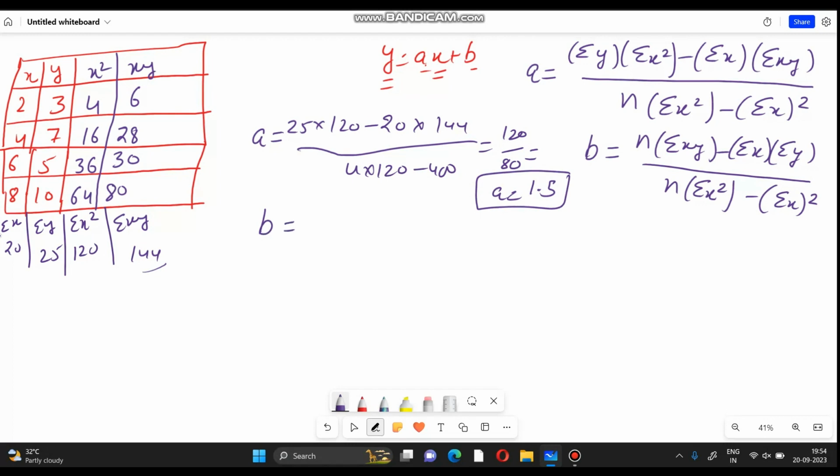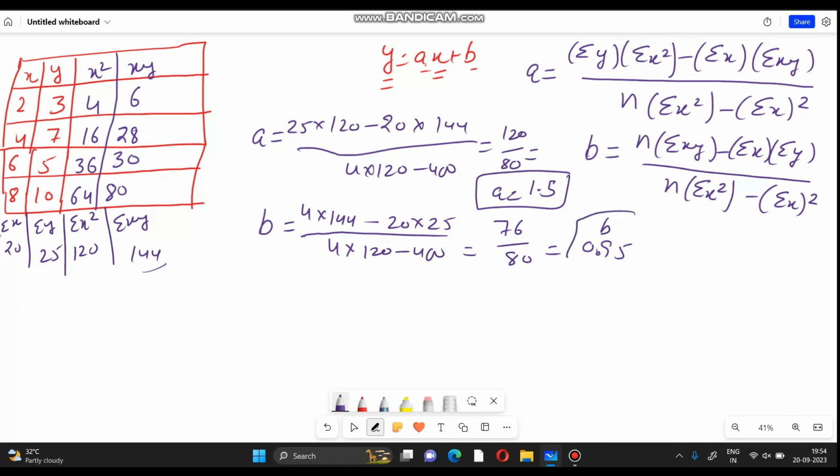Similarly, we calculate the value for b. We know that n is the total number of elements. In this case we have a total of 4 data items, so we take n as 4. Now when we calculate the value for b, we get 4 into 144 minus 20 into 25, divided by 4 into 120 minus 400. Solving this, we get 76 divided by 80, which is equal to 0.95. Fine. So we have got the values for a and b.